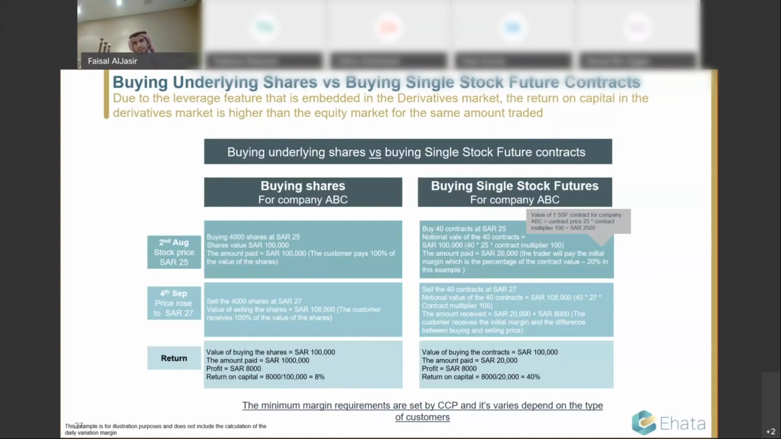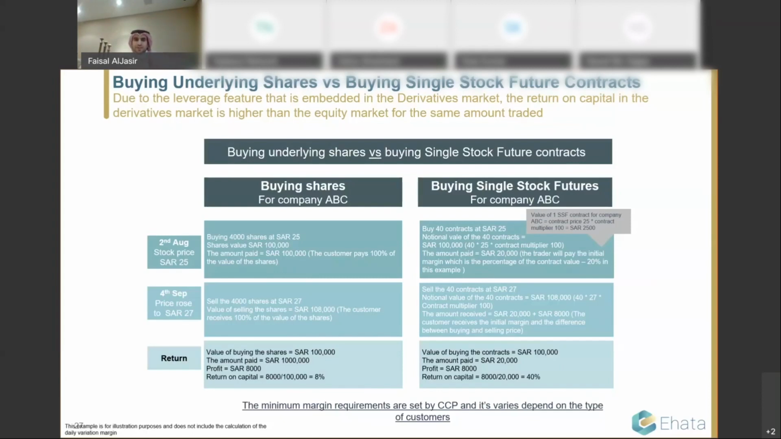So what we currently have is that you buy the shares. If we're talking about company ABC, whatever company it is, you want to buy 4,000 shares in Saudi Riyal. The price of a share is 25, and the shares' value in this case will be 100,000. So you have an exposure of 100,000 to that company. Definitely you'll need to pay the whole 100% of that amount, so you'll need to put in 100,000 Saudi Riyal. There is no initial margin here, because you will just buy the shares.